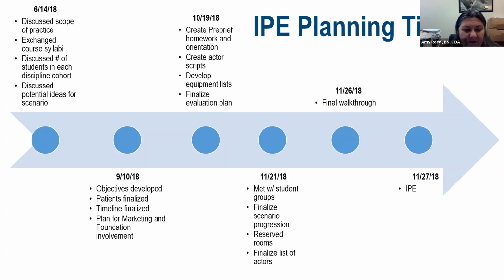So we finalized our patients and the timelines, and we started talking about how we were going to get other parts of the college involved so that everybody knew what was going on. Another reason for this sim was to create excitement about IPE. So we had to go to our foundation and get them involved and get marketing involved, so that eventually we ended up with a local news crew that came to film what we were doing and present to the community, hey, look what's going on at Pikes Peak Community College.